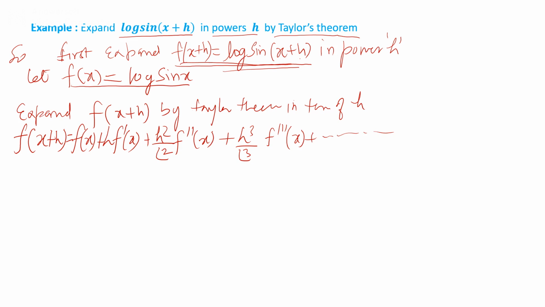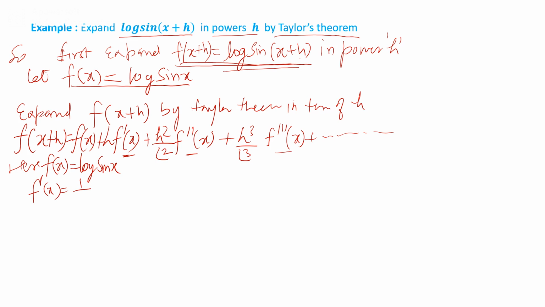So here we have the function f(x) as log sin x. First we take the first derivative, second derivative, third derivative. So the first derivative of that function is f dash x.